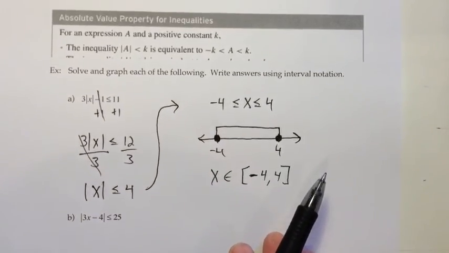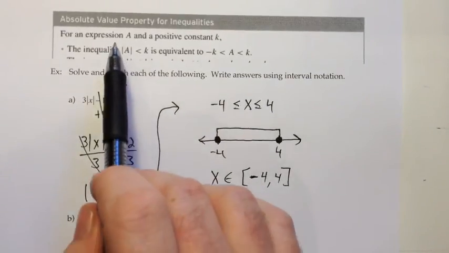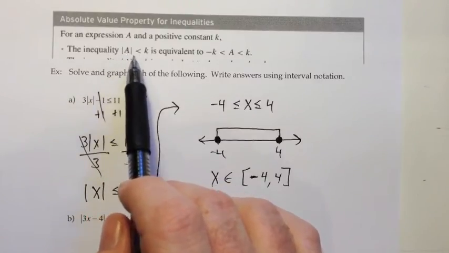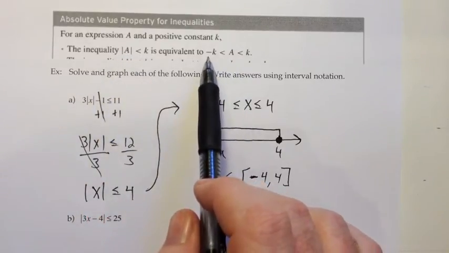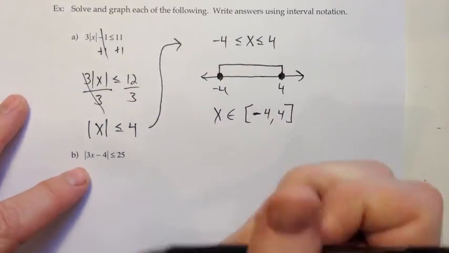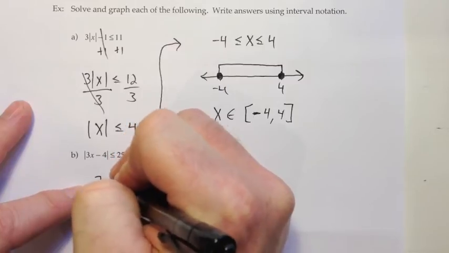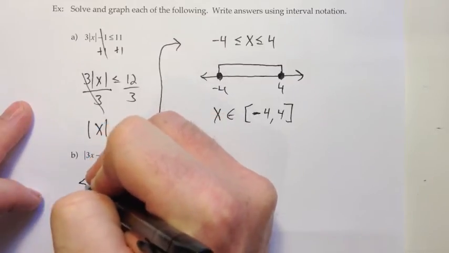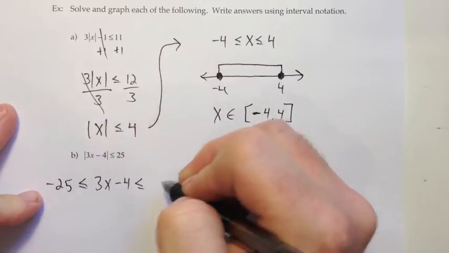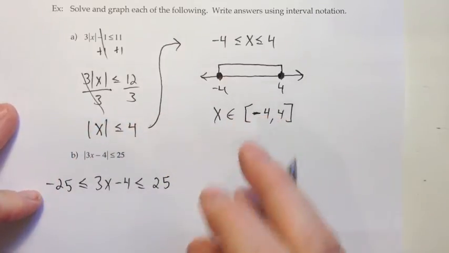Well, if we slide this back down and look at the rule, this says whatever the expression is, as long as you have that absolute value by itself, you stick that expression in between the negative and positive of the constant on the other side. So if our expression has gotten more complicated, that's fine, but we're still going to trap that in between the negative and positive of the constant, so negative 25 and positive 25.